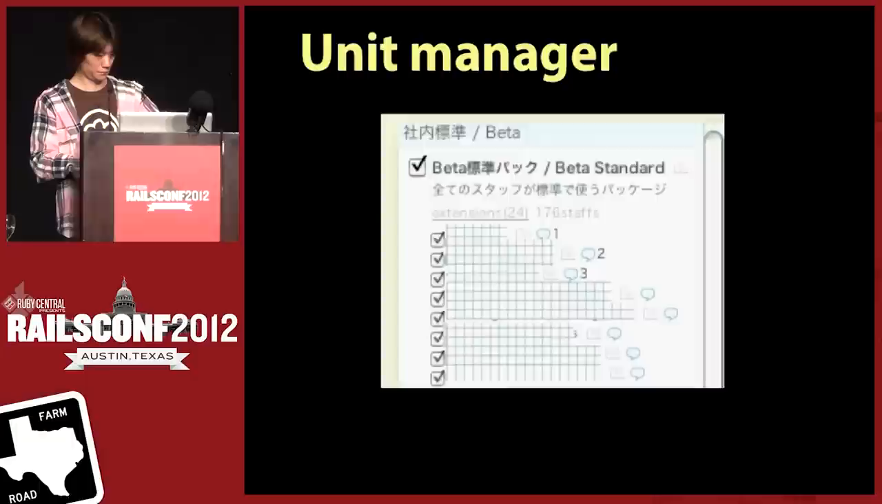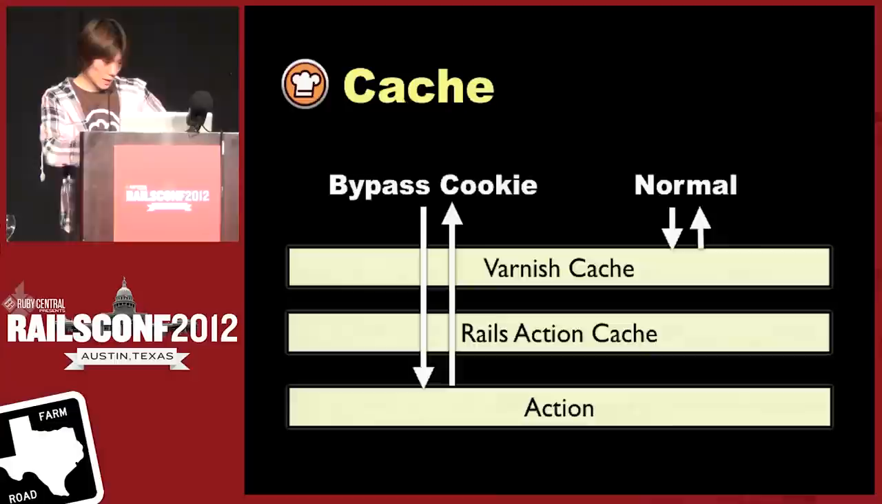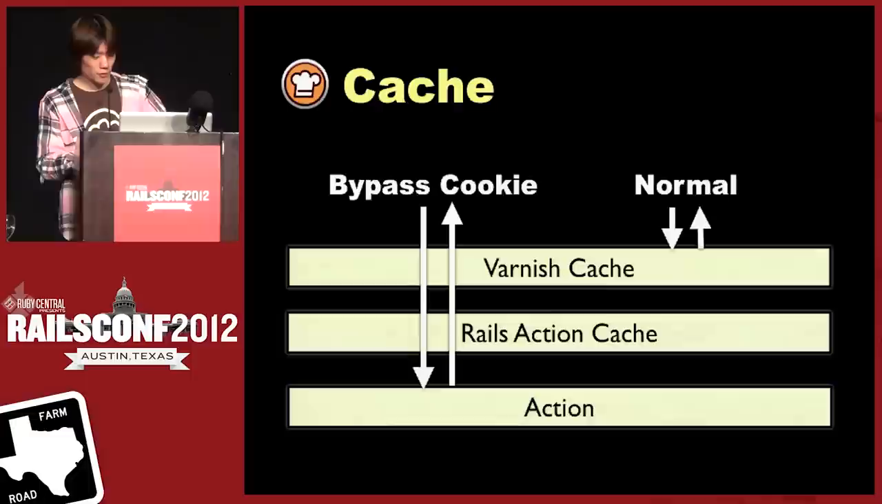This slide shows an interface we made so Cookpad staff can toggle Chanko units on and off without restarting the app. This interface is also implemented through Chanko. At Cookpad, we use lots of caching to keep the service fast and responsive. We are able to do this while also using Chanko by using a special cookie to disable page caching for certain users.